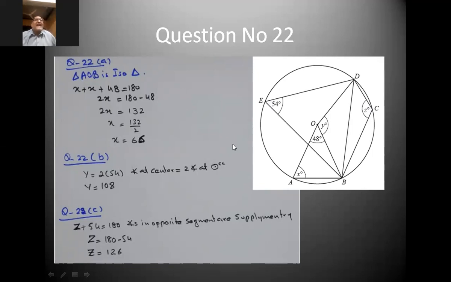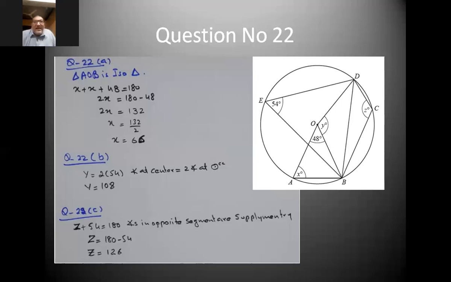DCBE is a cyclic quadrilateral, and C and E are the opposite corners of that cyclic quadrilateral, so their sum will be 180. A cyclic quadrilateral is a quadrilateral whose four vertices are all on the circumference. The sum of the opposite angles in a cyclic quadrilateral, the angles at opposite vertices, is 180.